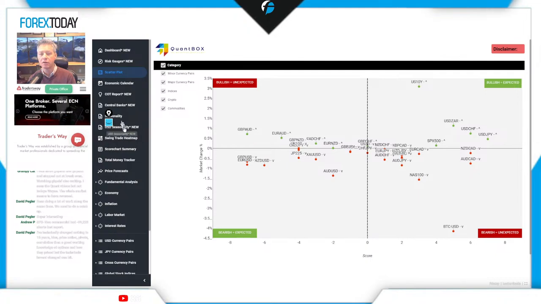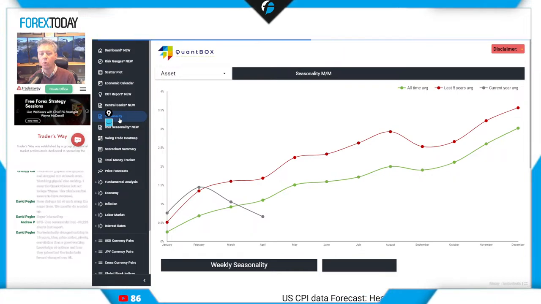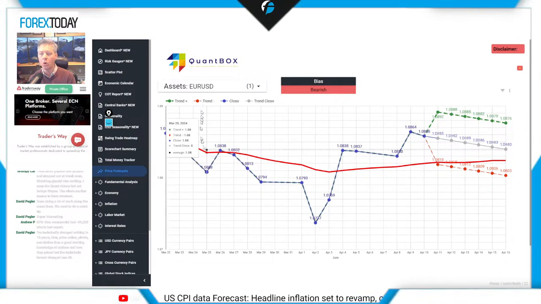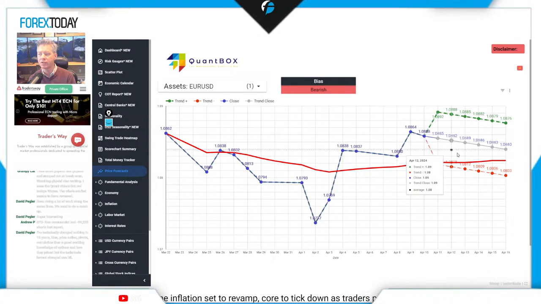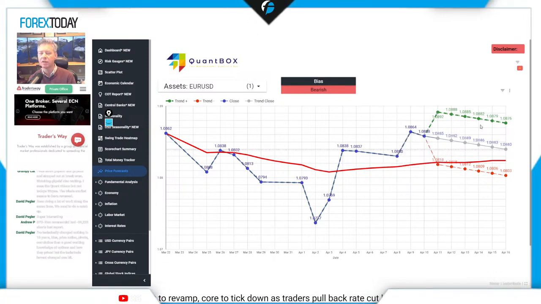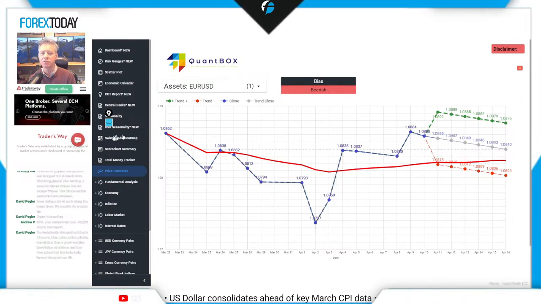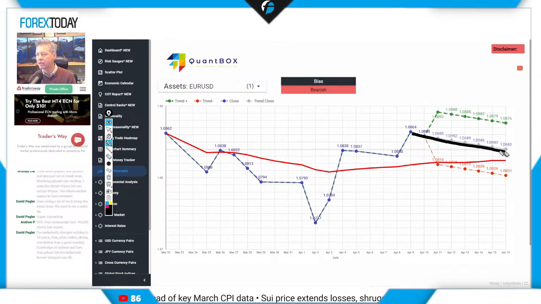But are you looking at seasonality? Are you doing price forecasting? Uh-oh. You see this? You knew this yesterday. Euro dollar pointing down yesterday. Well, now we're way down. Well, you should have known. It's doing advanced calculations. Look, this is heading back to the daily 21.